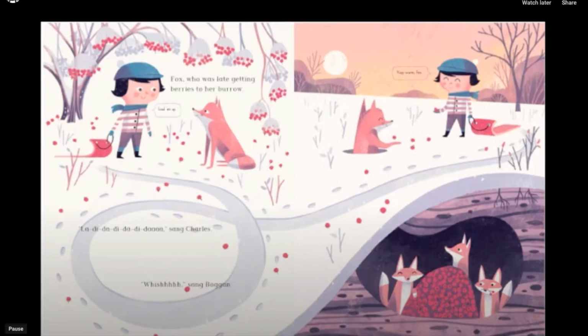Keep warm, Fox. So how nice. Charles is helping all of his friends. Now he's helping Fox get her berries to her burrow. So she may have needed them for her family, for her babies. So how nice of Charles.